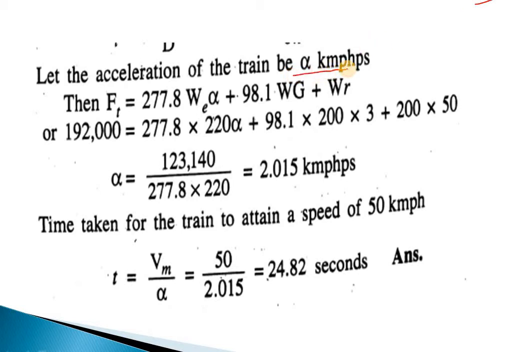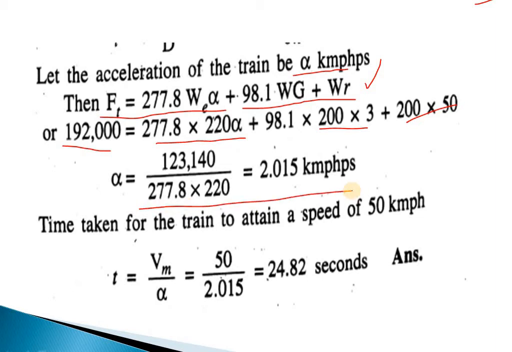Then Ft will be 277.8 WE alpha. This equation I have already derived in my previous lecture. Putting these values, 98.1 Wg plus Wr, and all the values which we have already calculated, we now have to put them in. Here the Ft value, the value of WE, the value of Wg and the value of Wr, all these values we put in, and from them we can calculate the value of alpha, that is the acceleration of the train.